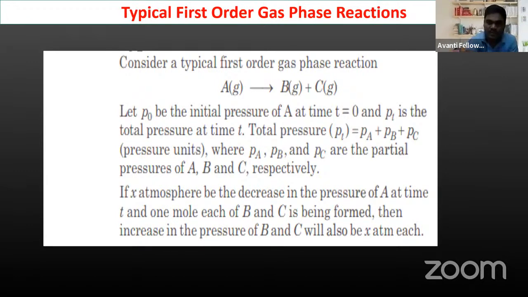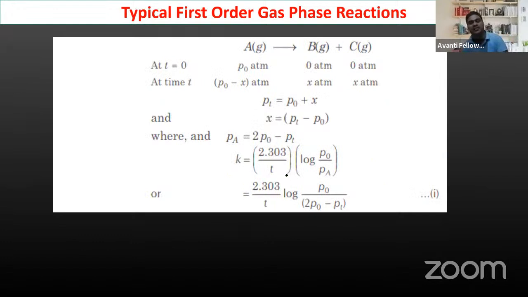So it will be the sum of PA plus PB plus PC. Let's see how you will write. Let us suppose the reaction is A, which will give us B and C, and all are present in the gaseous phase. So at t equal to 0, at the beginning of the reaction, the pressure of A is P naught atm and B and C have zero pressure because the products were not formed at time t equal to 0. And then the reaction starts progressing as time goes on. Let's say P naught minus x atm is the pressure of A, so x atm pressure of B and C will be formed.